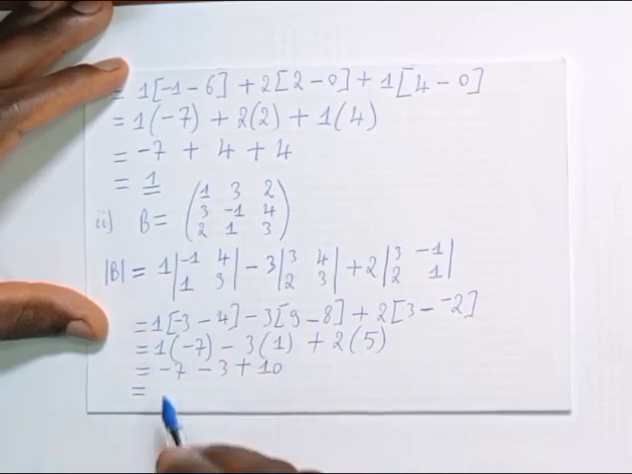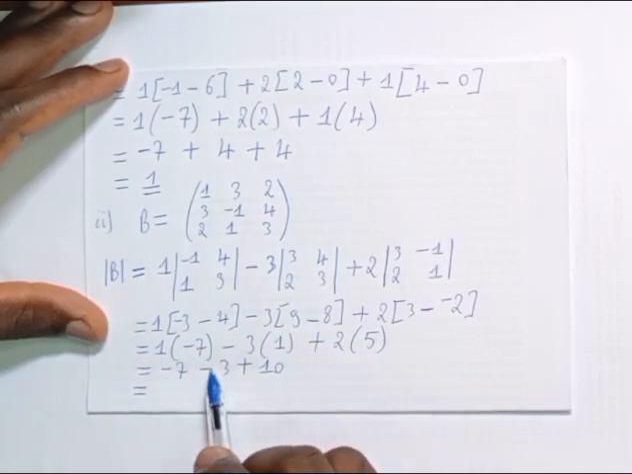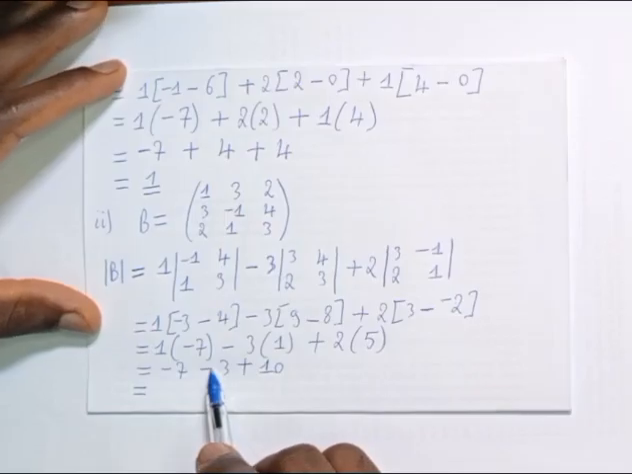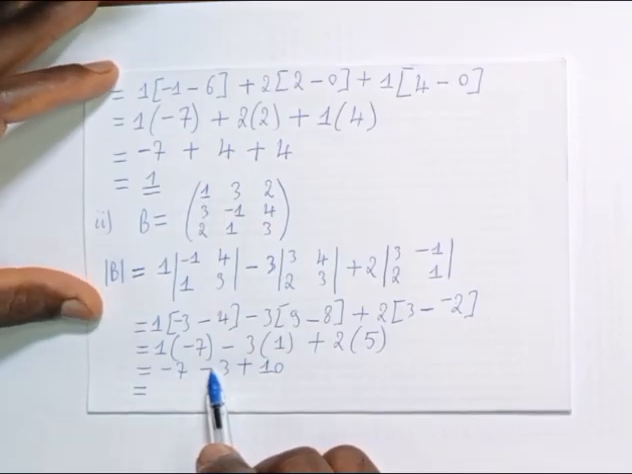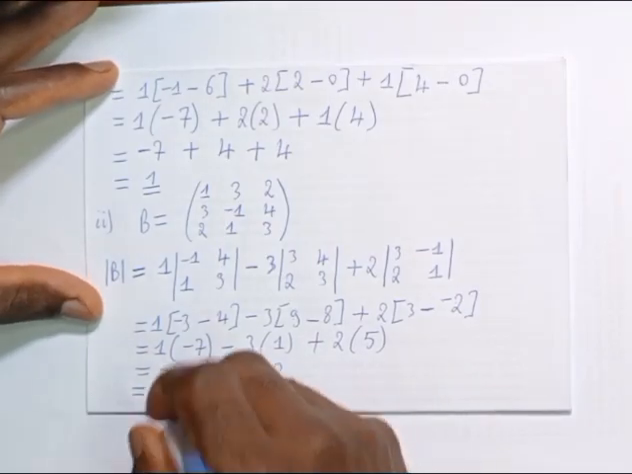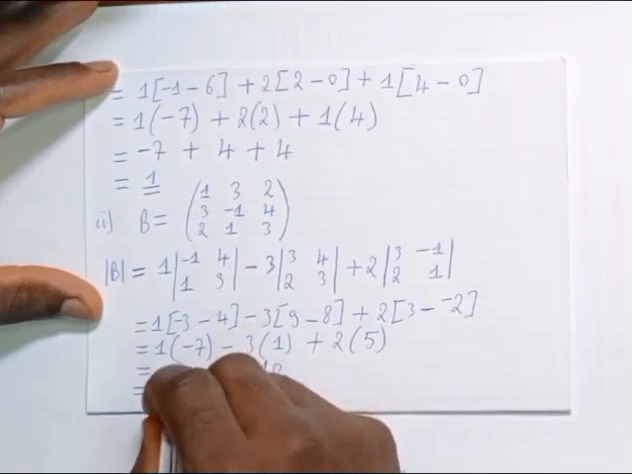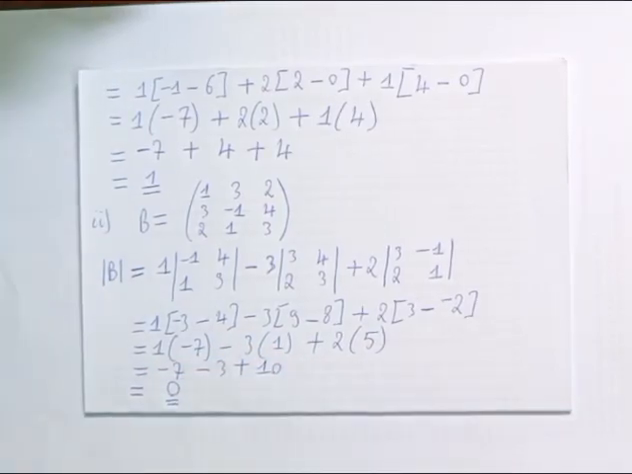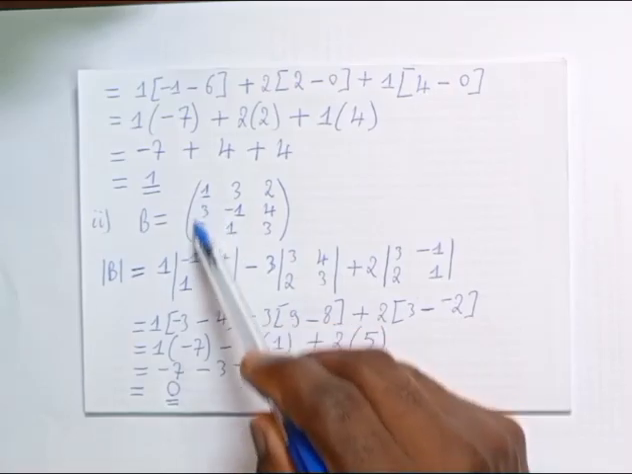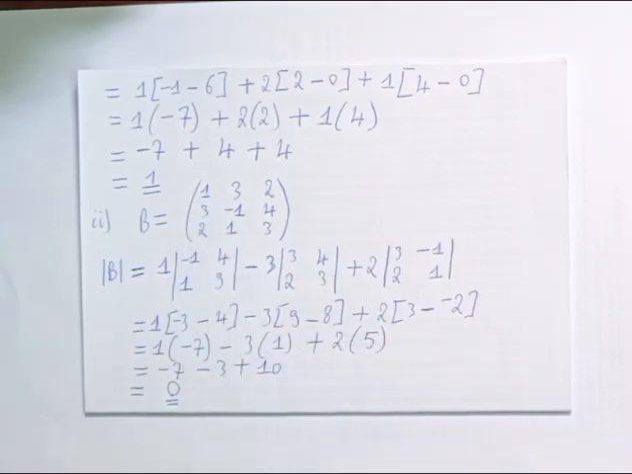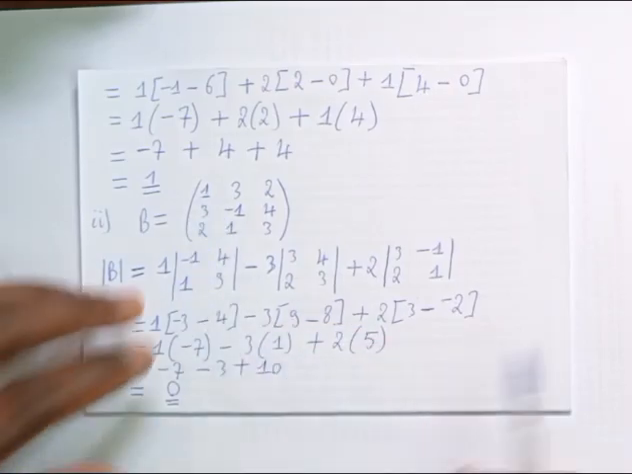This is simply equal to negative 7 minus 3 gives us negative 10. Negative 10 plus 10 gives us 0. This is for the first case when we make use of the first row in calculating the cofactors. Now let's see the second case where we make use of the first column to calculate the cofactors. We are going to obtain the same result.